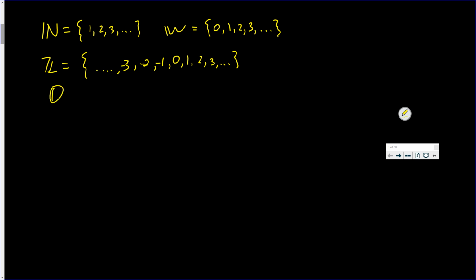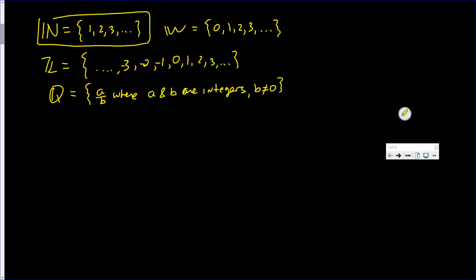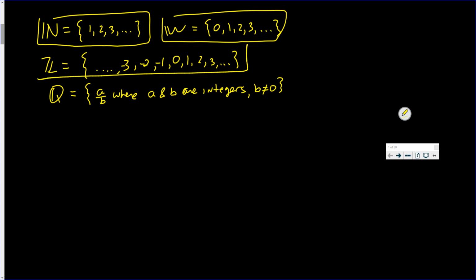And the rational numbers, they're in the form of A over B, where A and B are integers, and B is not the number 0. So we have 4 sets. Notice that I have 1, 2, 3, and 4. True or false?